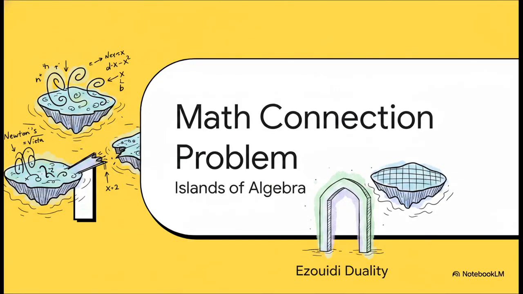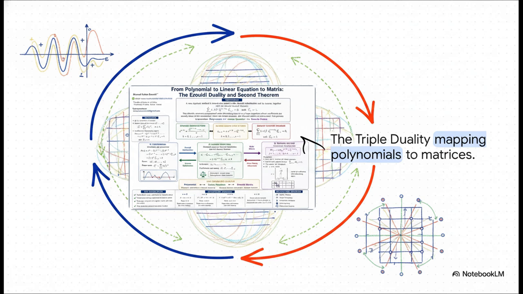The math connection problem, islands of algebra. Now, take a look at our master map here. This is Morad Sultan Ezouidi's triple duality schematic, essentially acting as a mathematical Rosetta Stone. Like we said, polynomials and linear matrices have historically felt like isolated islands. Sure, classical frameworks existed, but none of them directly transformed a univariate polynomial into an equivalent linear matrices system. The bridge simply didn't exist.